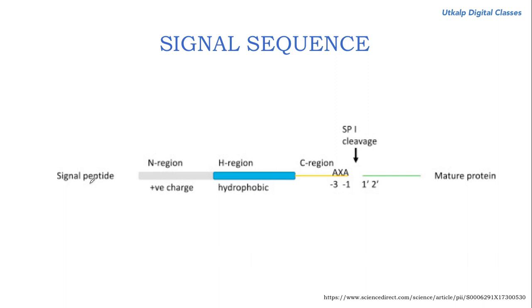So this is the signal sequence, the N-terminal region, which is positively charged. It has 6 to 15 amino acids. The H region or the hydrophobic region, which is also known as the middle region, has 6 to 10 amino acids. And then there is the C-terminal region where -1 and -3 residues are essentially important because they provide a cleavage site for signal peptidases. Once the signal peptide is cleaved, you get a mature protein.